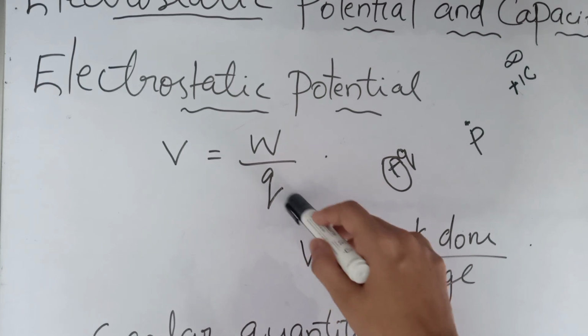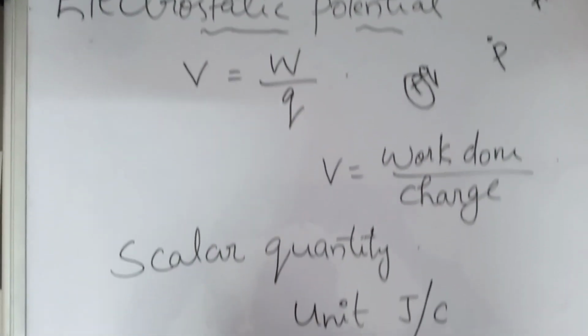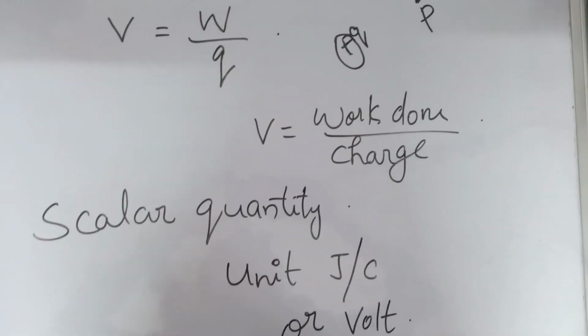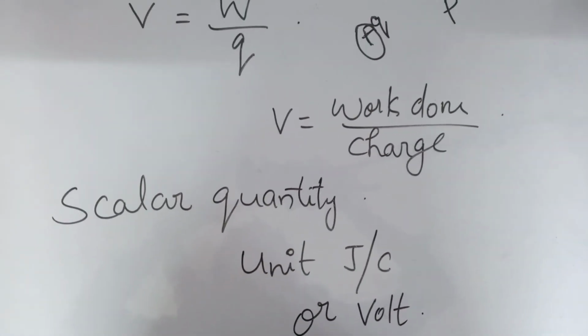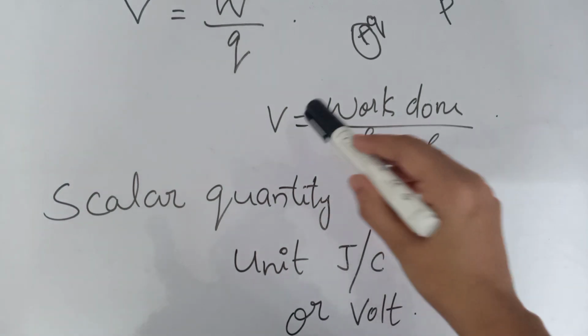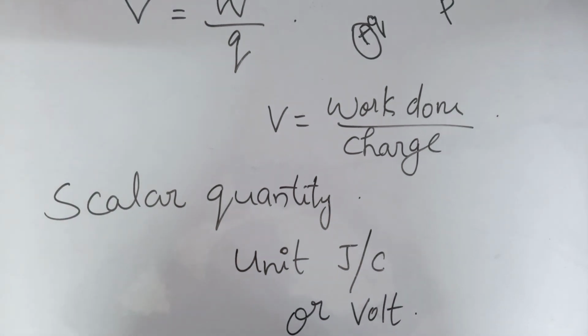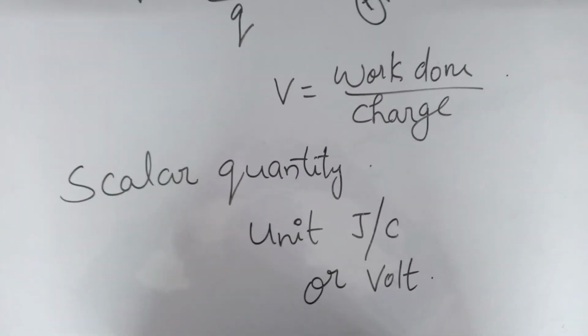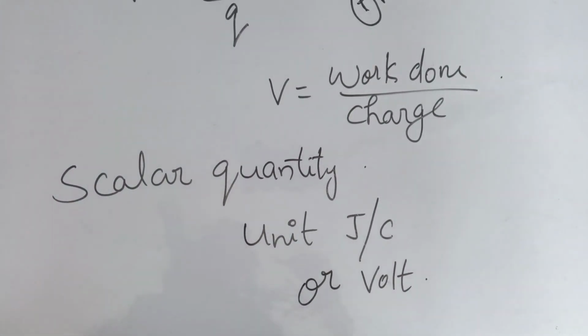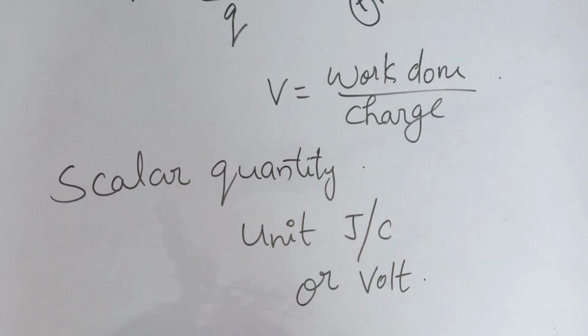So W by Q is V, potential. Okay, and we can see that this is a scalar quantity, right? And what will be the unit? Work by charge, right? So work means joule per coulomb, or we can say this is volt. So this is the unit of electrostatic potential. So electric potential or electrostatic potential is the work done by an external force in bringing a unit positive charge from infinity to that point.